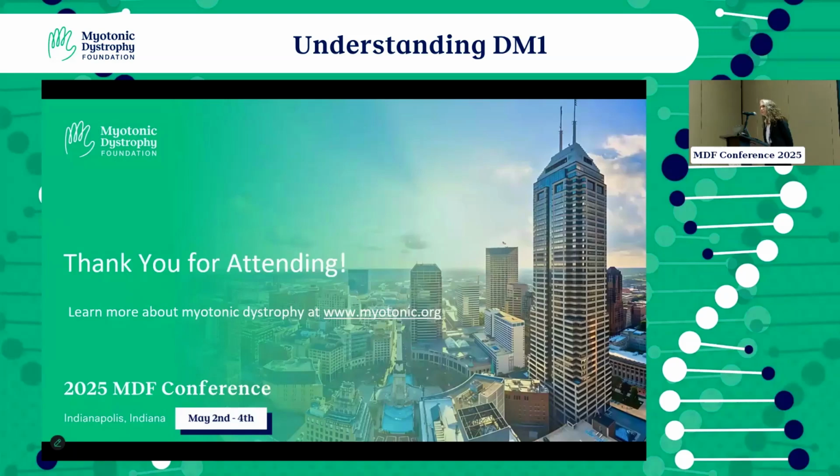So if a parent does not pass DM1 to the kids, to clarify, does that mean it can skip a generation or does it stop there? So if the child does not get the mutation, the child cannot pass it on. It would not skip a generation. It would stop at that child.